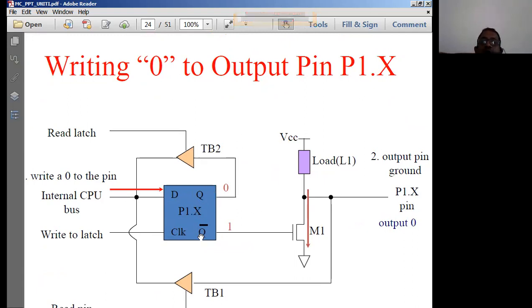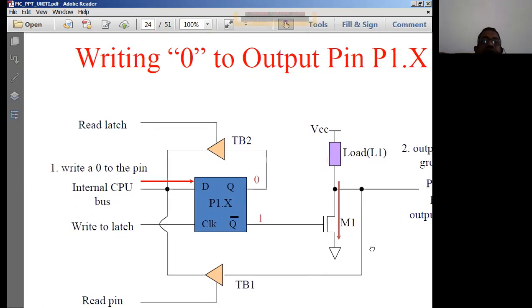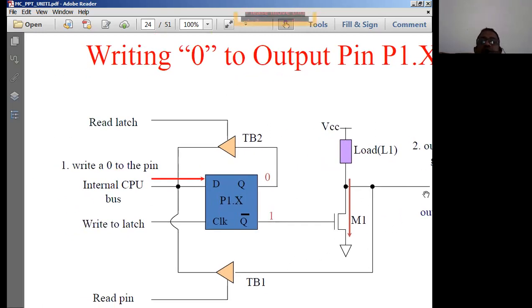Once Q is 0, Q bar, the complement of this, is nothing but 1. Once this is 1, this transistor turns into the on condition. Once the transistor is in the on condition, it is going to allow maximum current to flow through it, and it is connected to the ground. So this point is connected with ground, obviously. So what is the voltage across the transistor? It is 0, because the voltage across a short is 0. We replace the transistor by a short once it is in the on condition. So that means 0 is written onto the pin P1.X. So this is how the operation of writing 1 and the operation of writing 0 are done onto the pin.